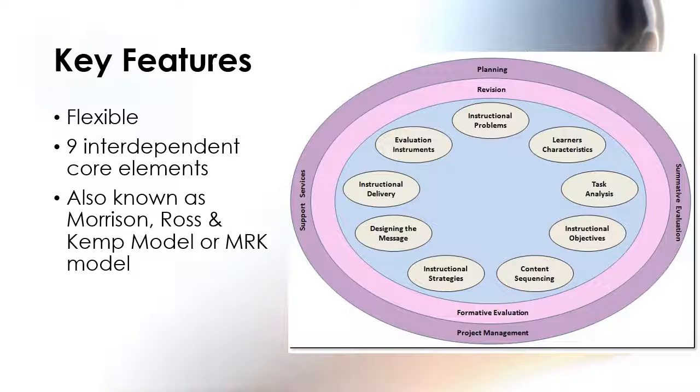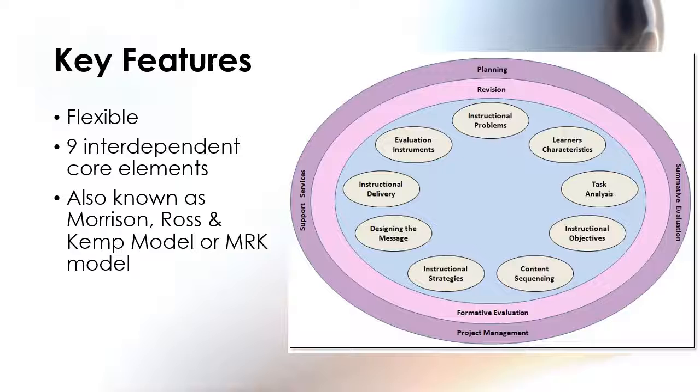The Kemp model is known for its 9 interdependent core elements, but what's unique about this model is its flexibility, in that the elements can be done in any order or skipped altogether if something doesn't apply to your situation. The reason the model is shaped like an oval is to represent this flexibility and interdependence. It's not a rigid linear order.